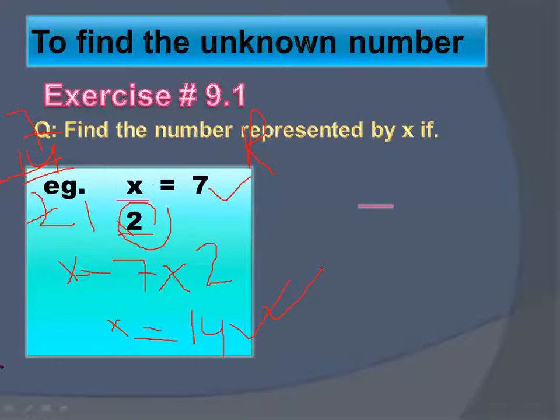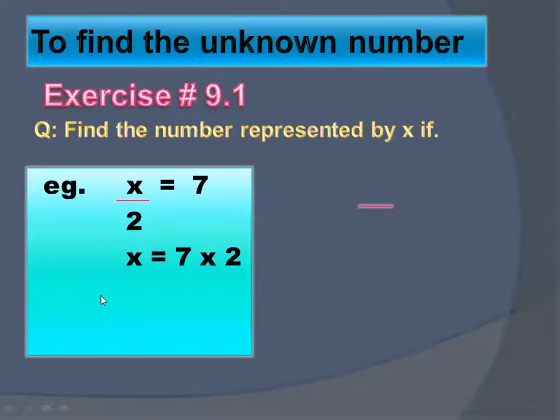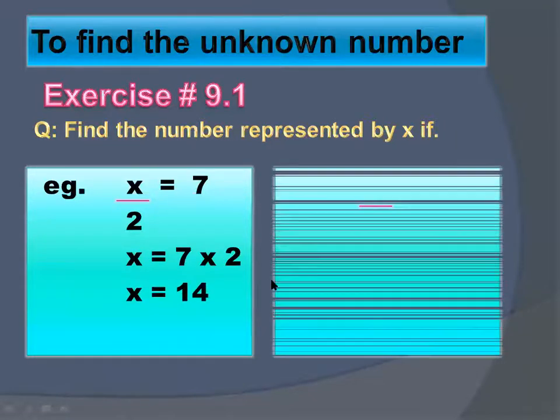Okay, now I'm going to erase all these things and show it to you again. So x is equal to 7 multiplied by 2. Here 2 is divided with the x, so on the right side it will be multiplied and it will become 14. Okay, now move on to the next example.